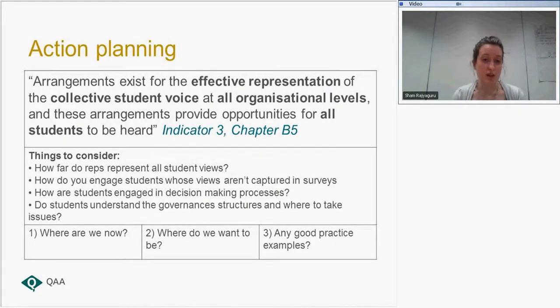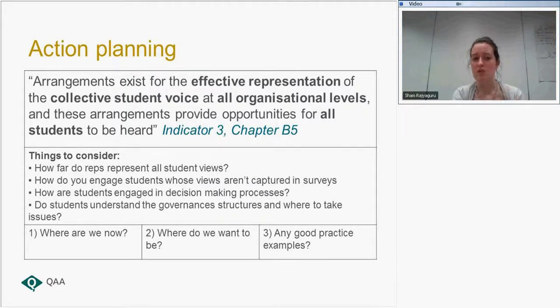So if we do this one, it's indicator 3 we've already looked at, and underneath it we've got things to consider. These are typical questions linked to it. How far do student reps represent all student views? How are views that aren't captured in surveys heard? How do students engage in decision-making processes, and do students understand the governance structures and where to take issues?